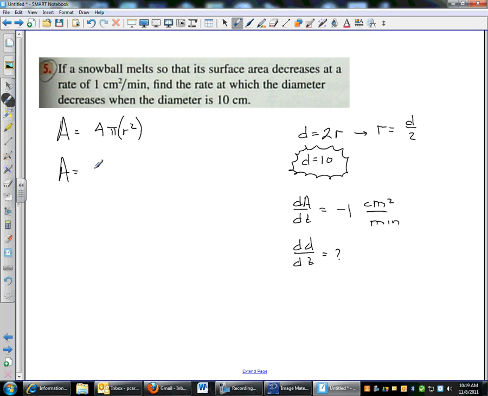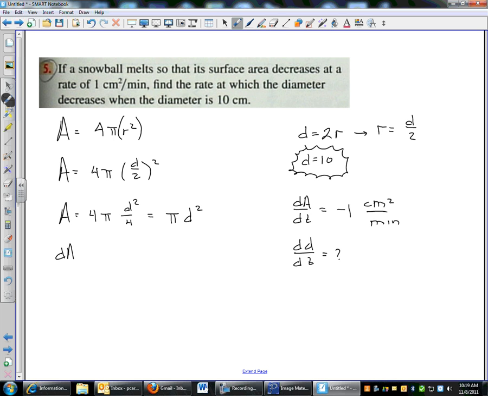So my surface area is going to be 4 pi, and instead of r squared, (d over 2) squared. Okay, good? Now what? If you square it, this turns nice. 4 pi d squared over 4, right? And what happens with that? You just get pi d squared. So my surface area goes from 4 pi r squared to just pi d squared. Now I would do the derivative.